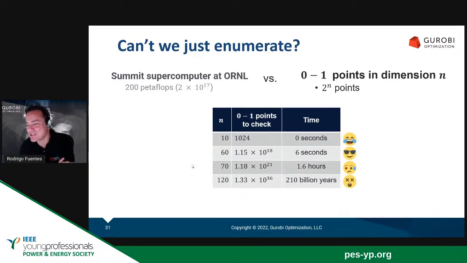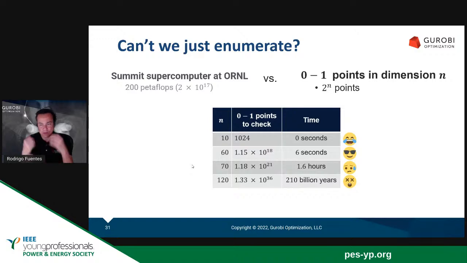So we cannot just enumerate, that will take forever. So we need a way to systematically reduce the search of the space that we want to consider. And that's something that I'll explain in a second.